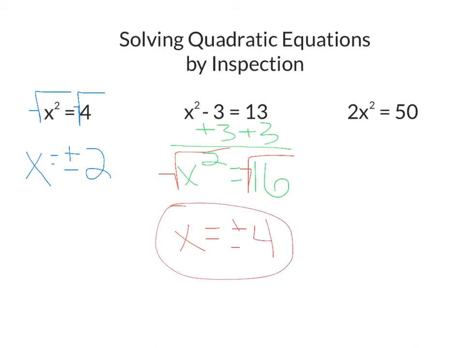Finally, looking at the third example here, I have 2x squared equals 50. To isolate x, the first thing I would have to do is divide both sides of my equation by 2. So I'd have x squared is equal to 25. To undo the square, I would have to take the square root of both sides of my equation and get x is equal to plus or minus 5.